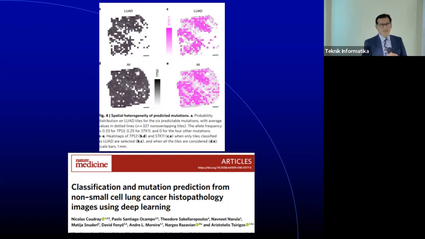This kind of publication is becoming increasingly common, where they're taking the images and getting really sophisticated amounts of data. In this publication, I think from about 2018, so about 4 years ago, they were doing mutation prediction of non-small cell lung cancer using deep learning based on histological images. And of course, it's important to identify the mutations, because the mutations will dictate what kind of therapy these tumors get.